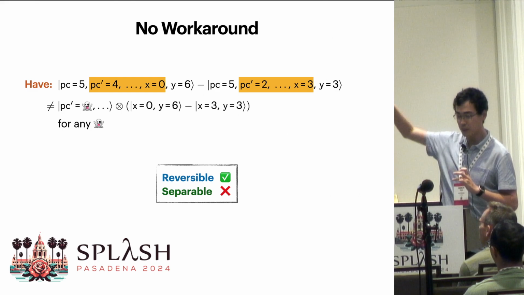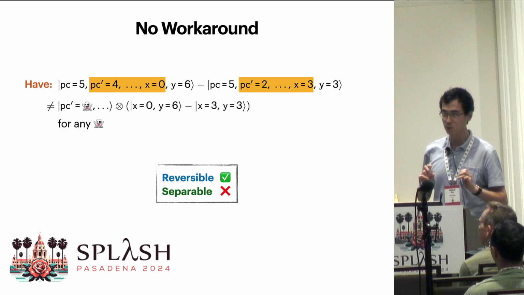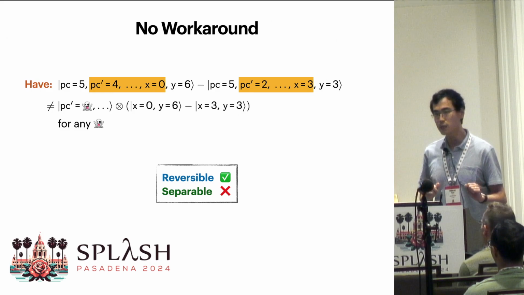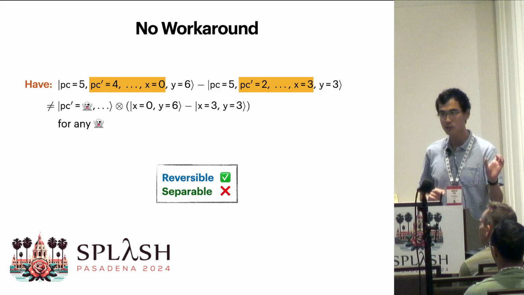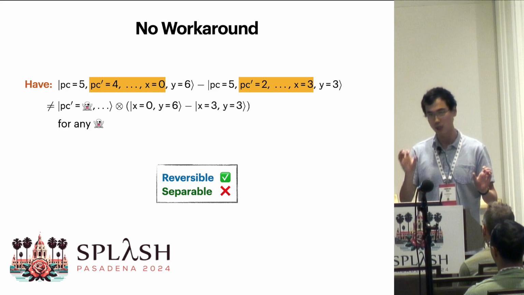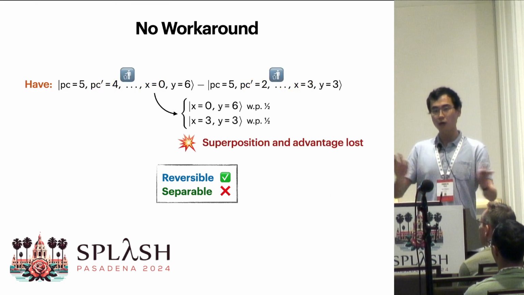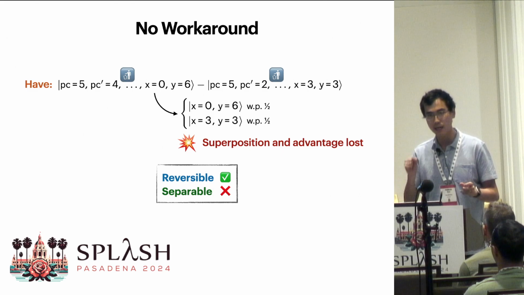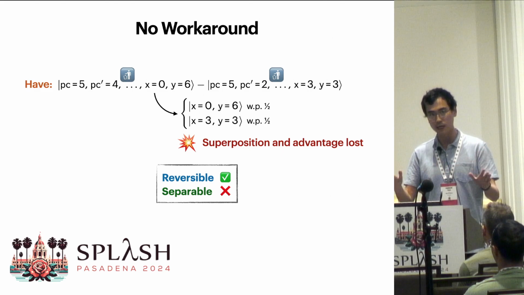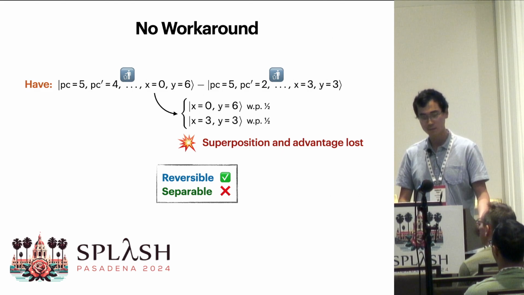And on the other branch where PC prime equals 2, I know that x equals 3. According to quantum mechanics, this means that if I measure one of those variables, I will also learn information about the other one, thereby collapsing its superposition. The result will be that no matter what I do, I can't get the data out of this computation without losing its superposition and destroying the advantage of the quantum algorithm.